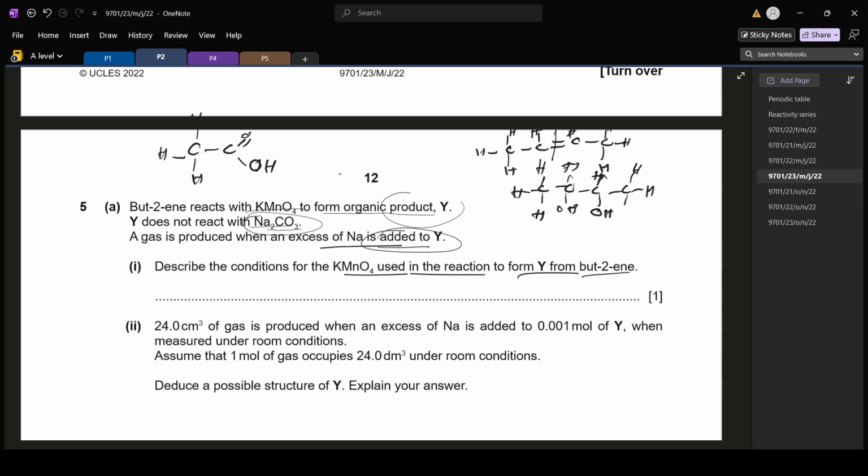But there is no carboxylic acid formed, because sodium carbonate does not react with the product Y. If Y is not reacting with sodium carbonate, but it is reacting with sodium, it must be this compound. So what are the conditions for KMnO4? This is cold plus dilute.